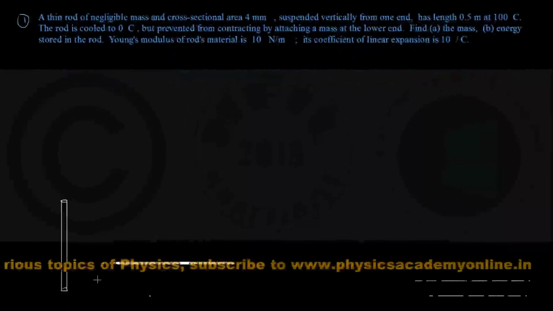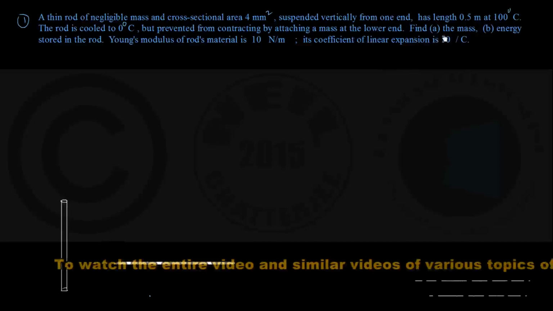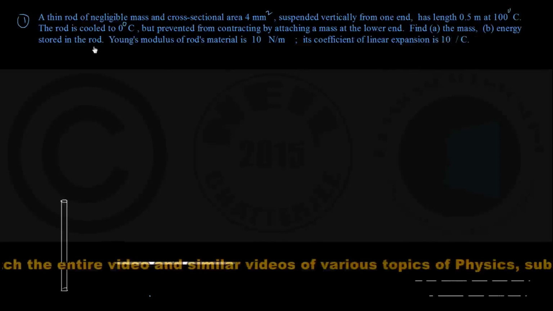So here is the first problem coming, and this one is telling that a thin rod of negligible mass and cross-sectional area 4 mm square suspended vertically from one end has length 0.5 meter at 100 degrees Celsius. The rod is cooled to 0 degrees Celsius but prevented from contracting by attaching a mass at the lower end. Find in part A the mass, part B the energy stored in the rod.